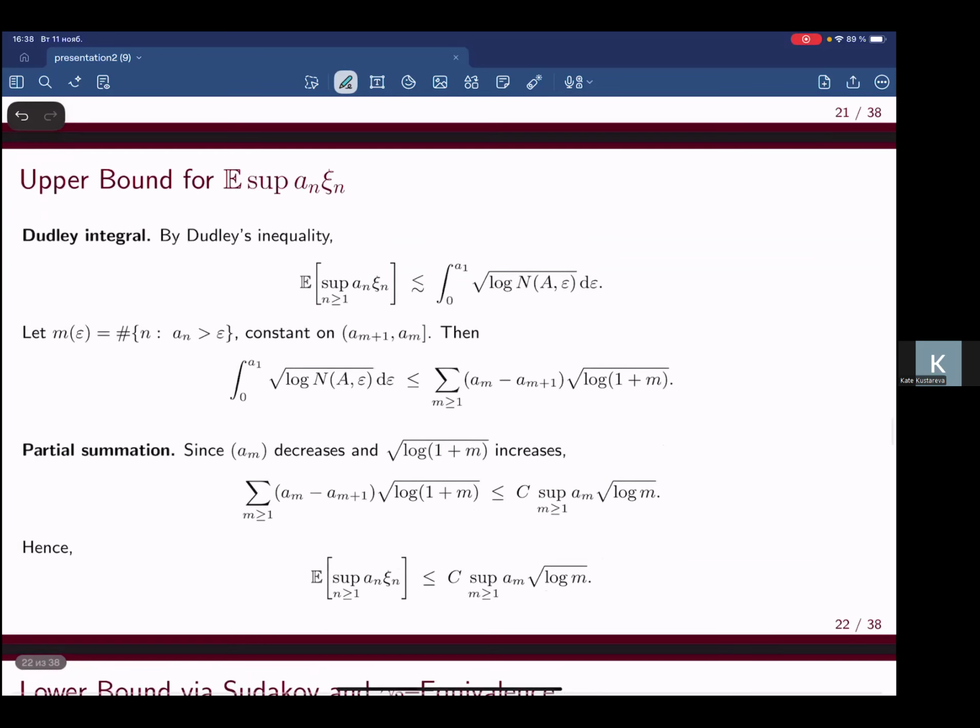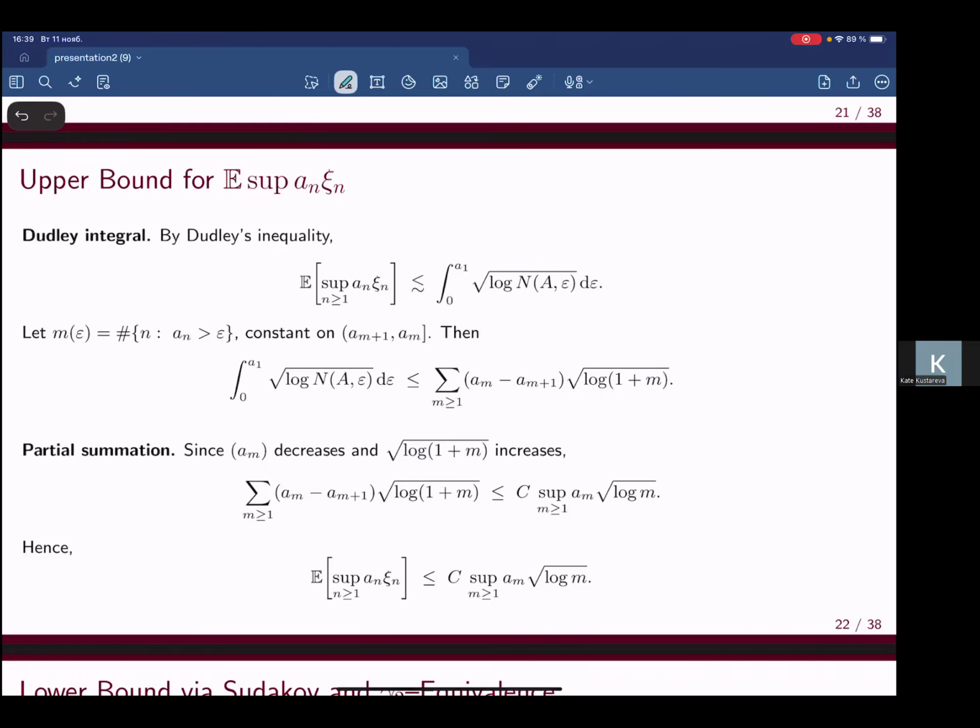Okay, the next step, we move to the upper bound for the expected supremum of the Gaussian series. We start from Dudley's integral inequality, which provides a general estimate for the Gaussian supremum. And here, N_A(epsilon) is the covering number that we already computed on the previous slide. Next we denote m(epsilon); this function counts how many coefficients are larger than a given epsilon, and it stays constant on each interval (a_{m+1}, a_m]. Using that, we can rewrite the integral as a sum.